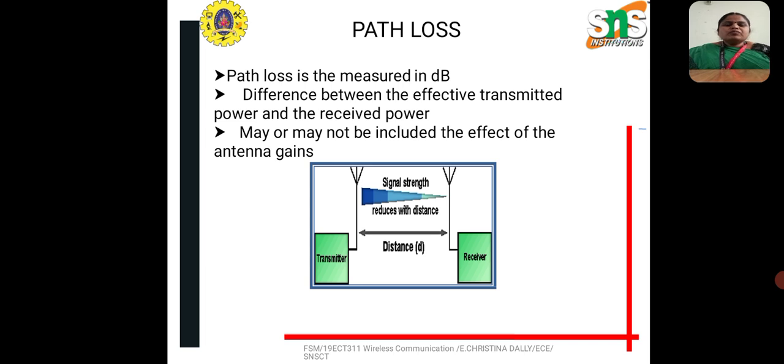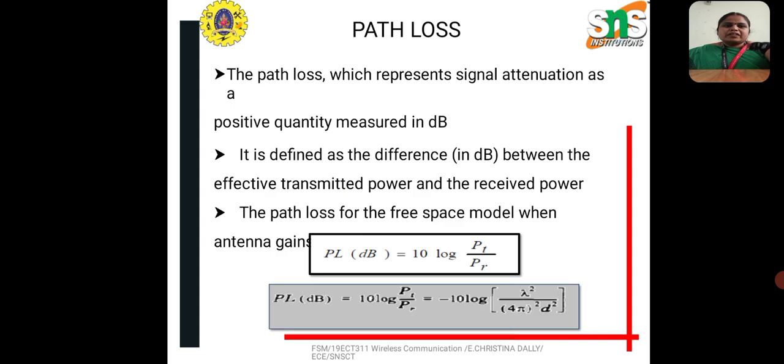How are we going to measure the path loss? The path loss is measured in dB, and we take the difference between the transmitted power and the received power, which may or may not include the effect of the antenna gains. Here the signal strength reduces with distance, so that the path loss can be measured between the transmitter and the receiver. It represents the signal attenuation, and it is defined as the difference between the transmitted power and the received power.